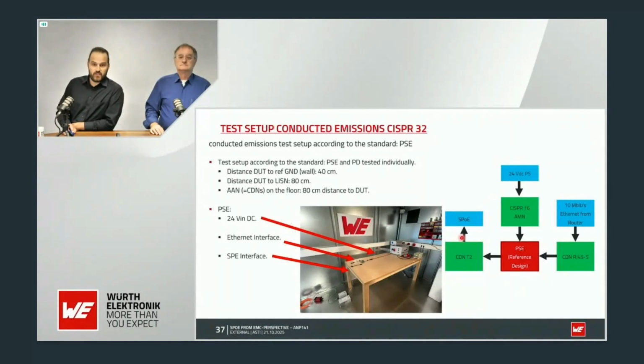Then we will measure the SPoE line with a CDN T2 when we are using the twisted pair, or a self-made CDN SPoE shielded cable. And on the other hand, we will have the CDN RJ45S for the shielded cable of the Ethernet connector.